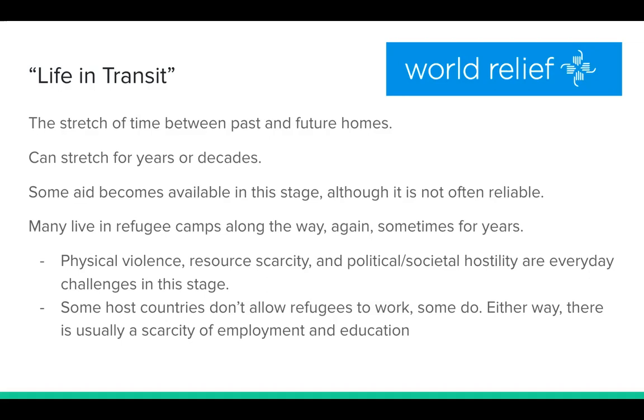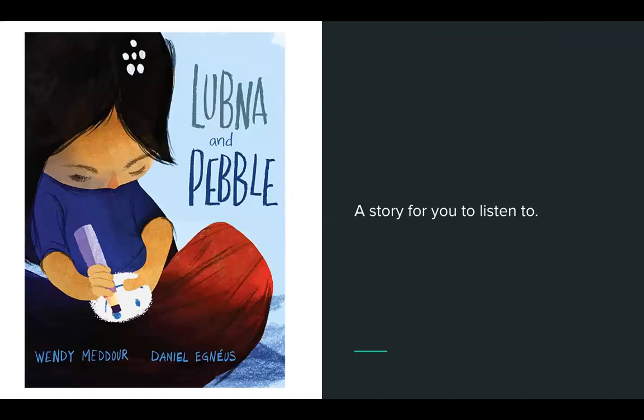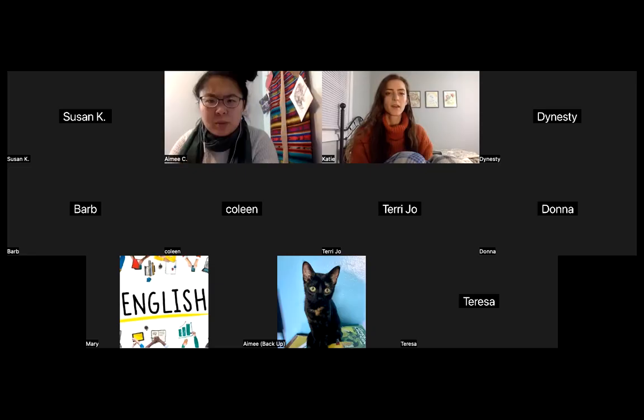And subsequently, for lack of opportunity, this stage is often marked by lack of hope and just general boredom, maybe nihilism, right? And then I have a story to read to you, actually. This is a story that I think really encapsulates or helps to illustrate a child's point of view, a child in one of these situations.